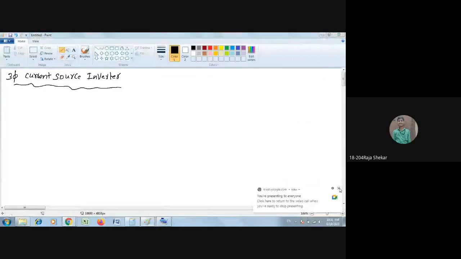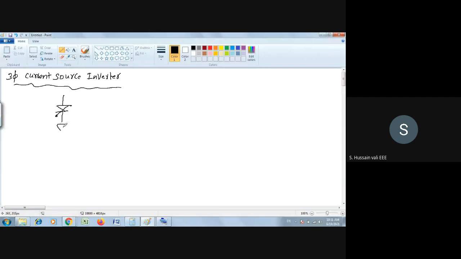Yes, sir. Okay, last class we have seen the single phase current source inverter. The three phase one works the same way, except the circuit diagram is different. We have three phases here instead of one phase. That's the only difference you will find, there is no other difference. I'll just draw the circuit diagram here.